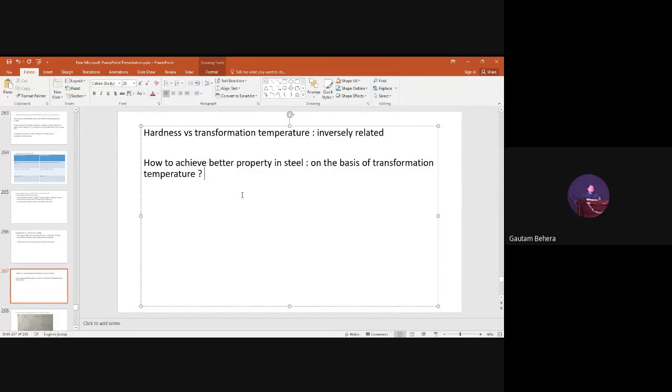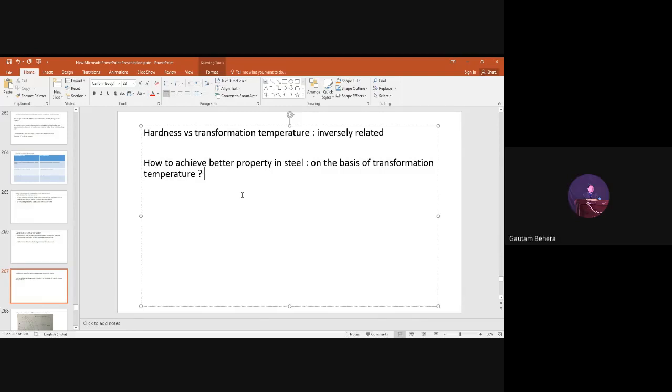Better property means good hardness, good strength, good toughness, like that. Sir, it should not be very low, but an optimum level should be there.